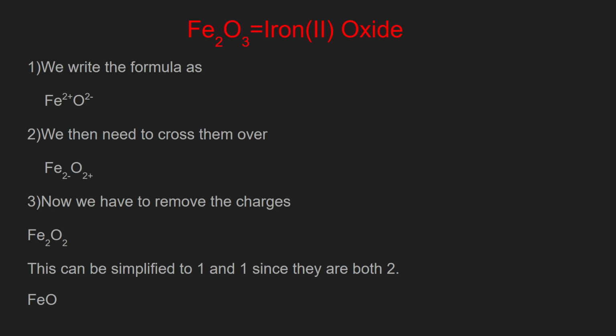Now we have to remove the charges. Now we remove the charges from both Fe and O, which would give us Fe2O2. This can be simplified to 1 and 1 since they are both 2. This would give us the answer FeO.